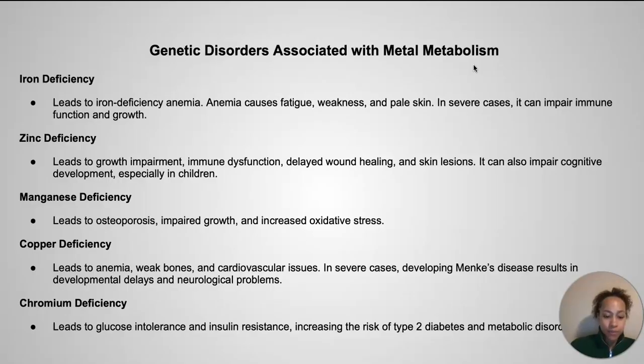So iron deficiency can lead to anemia, and anemia causes fatigue, weakness, and pale skin. Iron is essential for hemoglobin production. So in severe cases of iron deficiency, it can impair immune function and developmental growth.